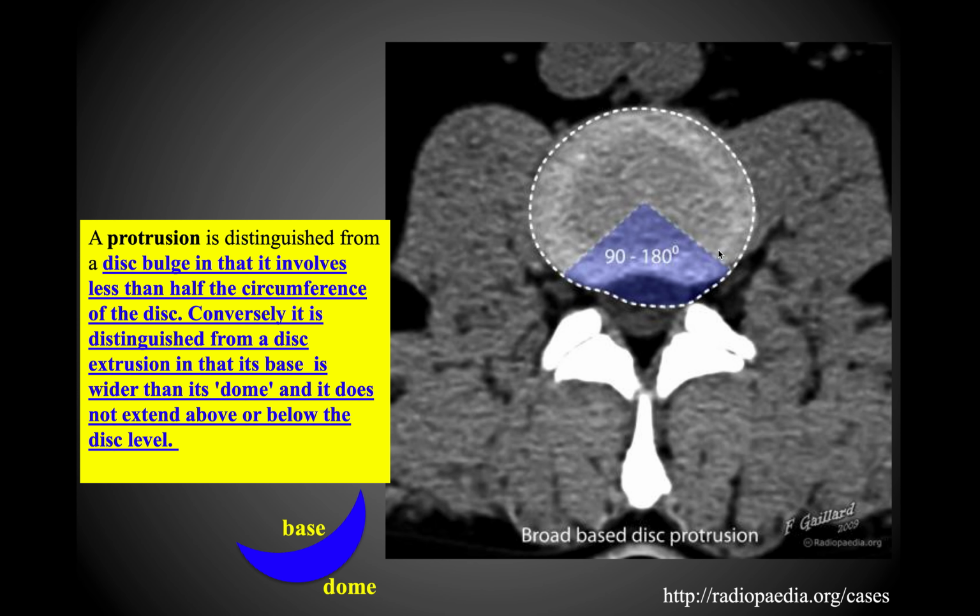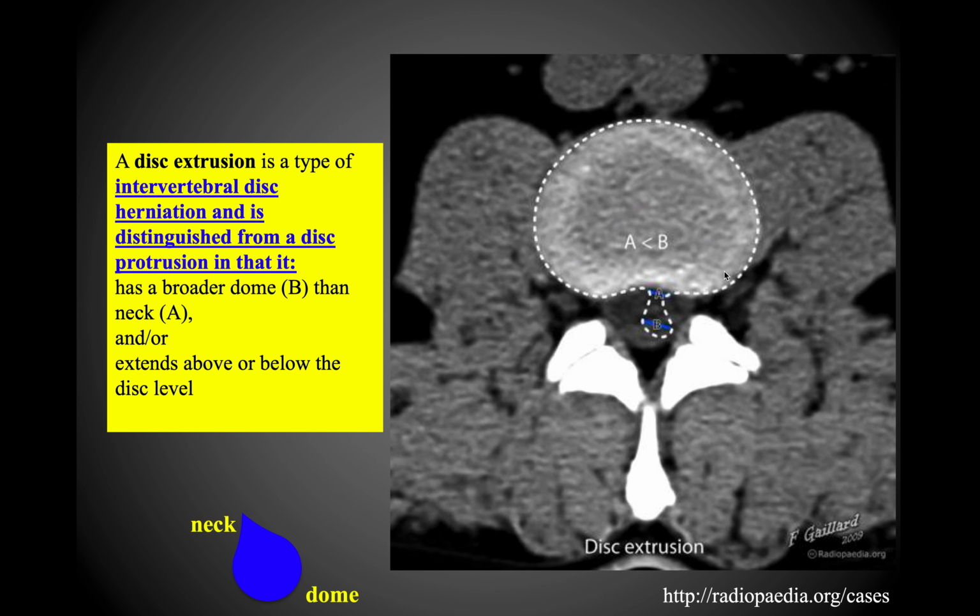And then you can distinguish a protrusion from an extrusion by looking at the base. If it has a wide base, you know that has to be a protrusion and not an extrusion. And then here's the example of a disc extrusion, where you can see that narrow base, the narrow neck of the herniated disc, and then you have a wider dome on it. So again, this is a type of IV disc herniation, but it has a narrow base on it. So you know it's an extrusion versus a protrusion.